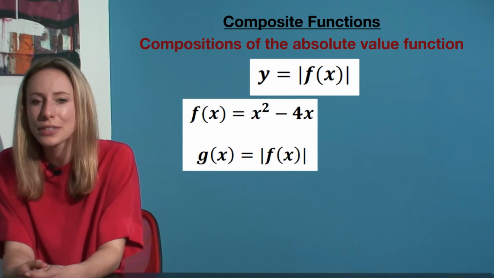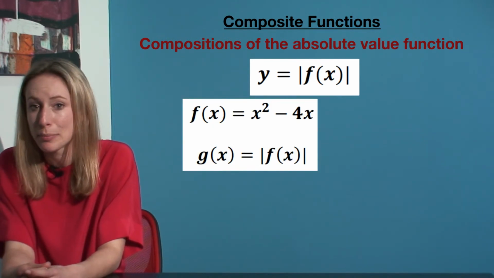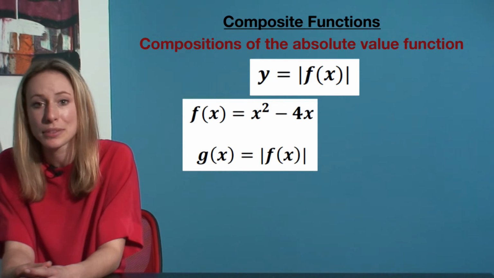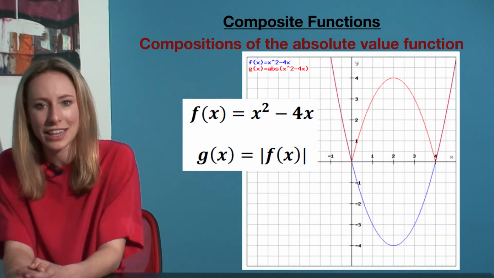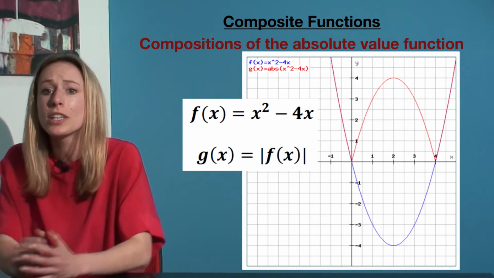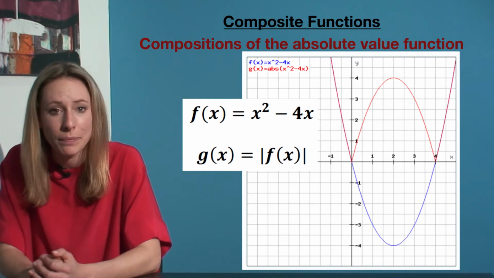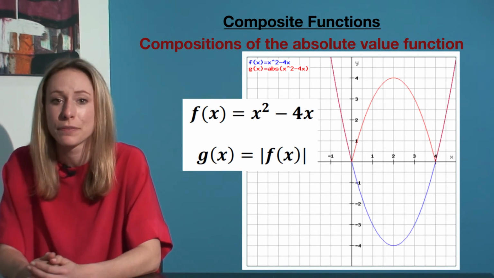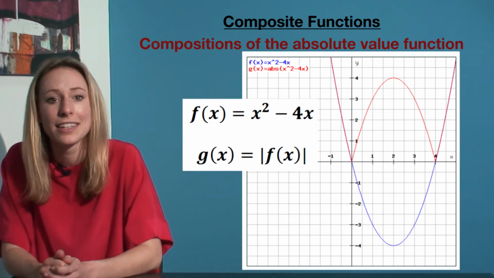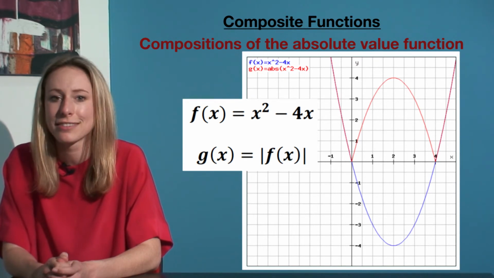For example, let's look at the functions f of x equals x squared minus 4x and g of x equals the absolute value of f of x. We can see that the graph g of x, the red line, is the same as f of x for all its positive values. However, for g of x when f of x is negative, the values of g of x are positive. It is reflected in the x-axis for all the negative values of f of x.